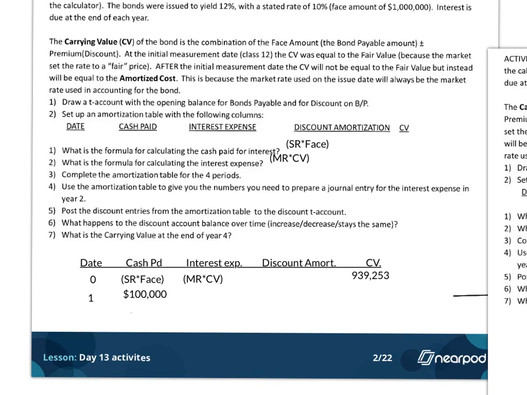1,112,710. That is my interest expense amount. I'll move that over here a little bit. We said the discount amortization is the difference between these two columns. So I can do that math really quick. That's 12,710.